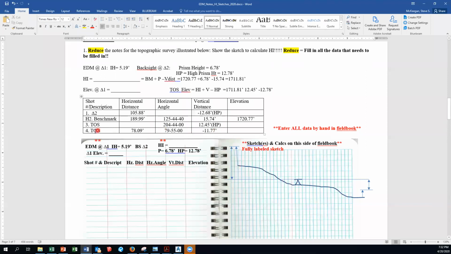And then this one, top of bank, I'm looking downhill. So that's HI minus this, which is minus 11.77, minus 6.78, and that's going to be the elevation of that.